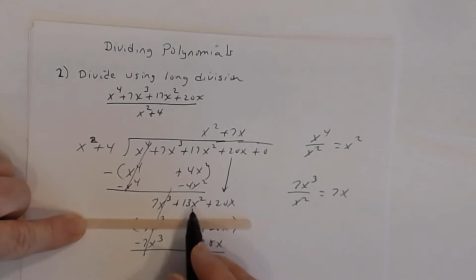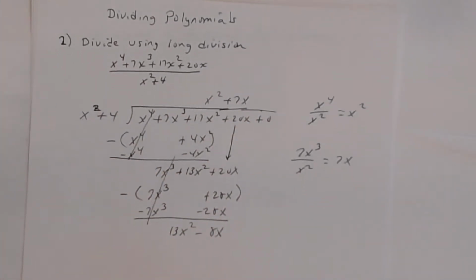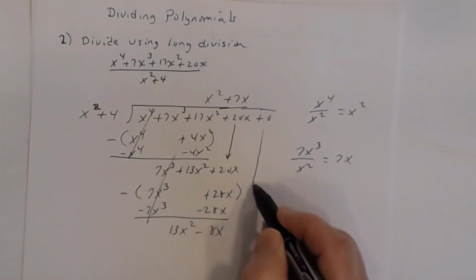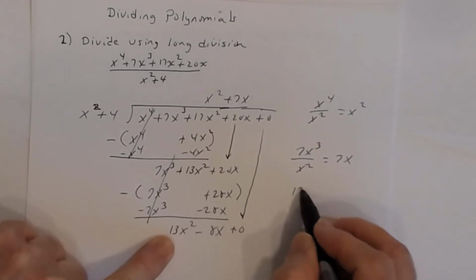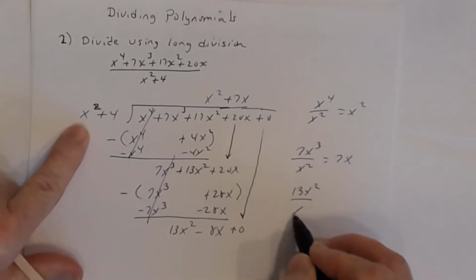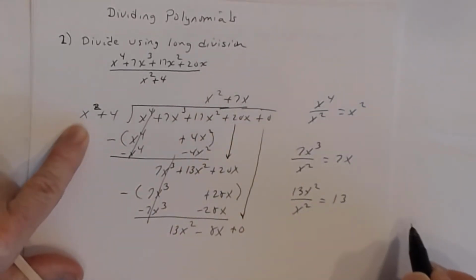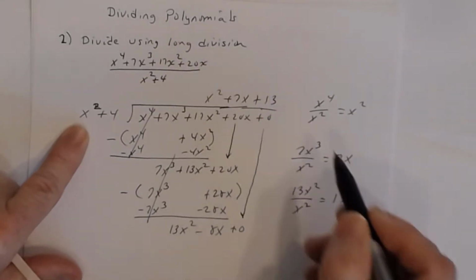Oh, I'm sorry, I forgot about this. Don't forget about this. It's very easy to forget about this. 13x squared minus 28x. All right, and let's bring down the next term, which is 0. Then you do the process all over again. 13x squared divided by x squared is just 13. So that goes here, 13.